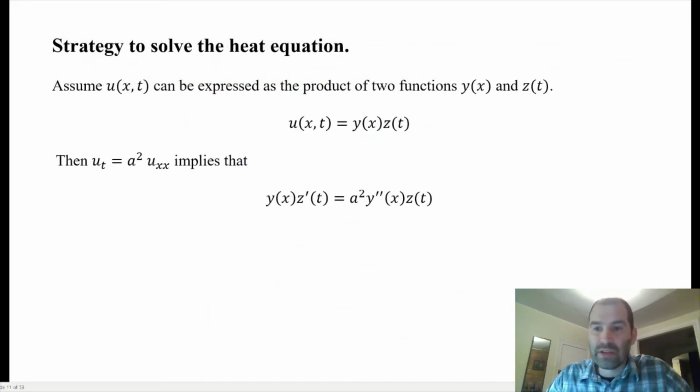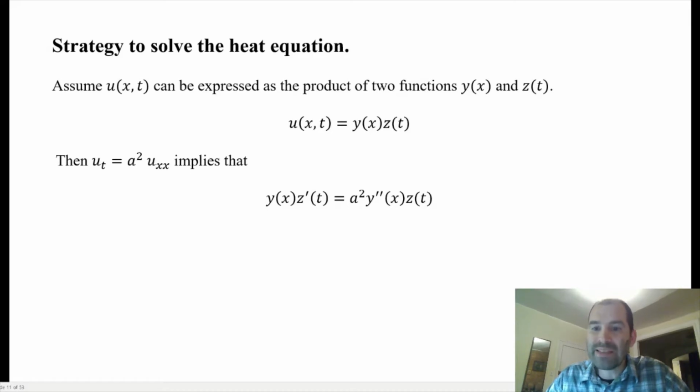All right, so we need a strategy to solve the heat equation. And here's what we're going to do. We're going to make a rather wild assumption here. We're going to assume that our function of two variables can be expressed as a product of two functions, y of x and z of t.